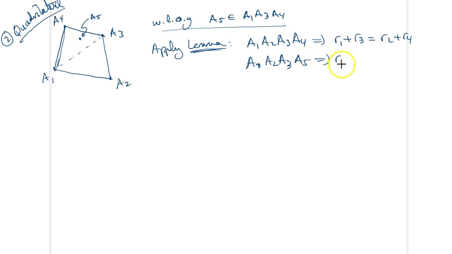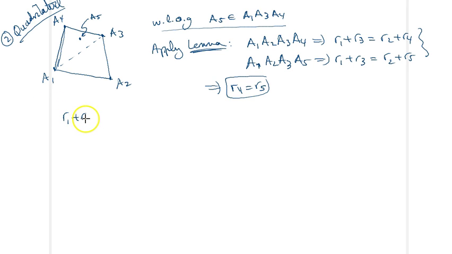And from here I'll get that R1 plus R3 is equal to R2 plus R5, again establishing the fact that R4 is equal to R5. Now let's again try to find the contradiction. We claim this is impossible because of the following reason.